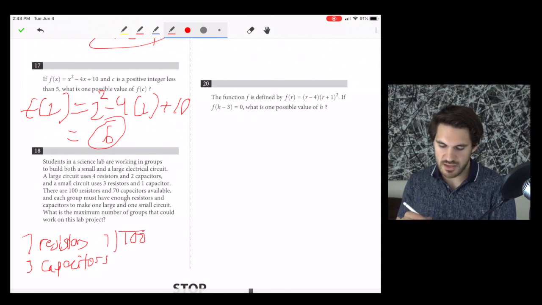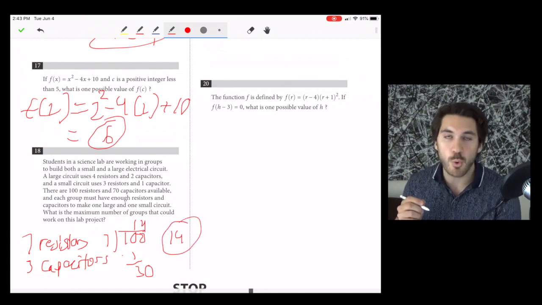So 100 divided by 7 is 1 minus 7, 3, 0, 4. So our answer is 14.